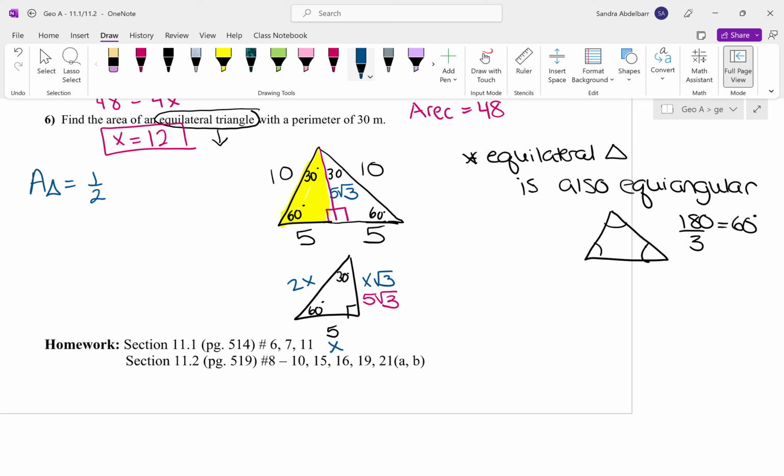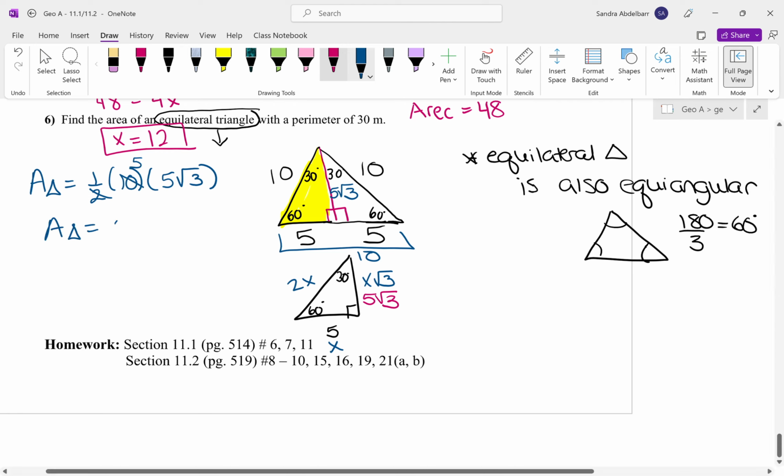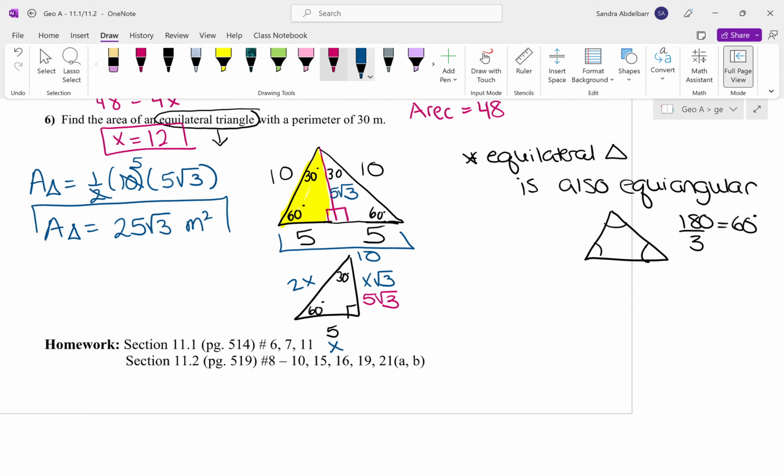So now the area of the triangle is going to be half. Is my base 5? Is the base 5? No, what's the base? 10. It's the full base times the height, which is 5 root 3. I'm going to take half of 10, which is 5. So the area of the triangle is 25 root 3 meters squared.